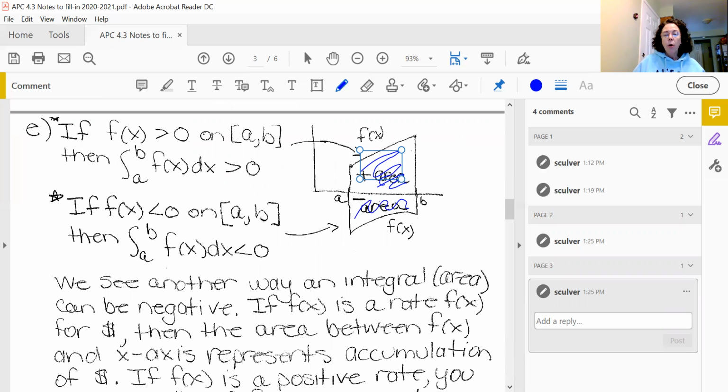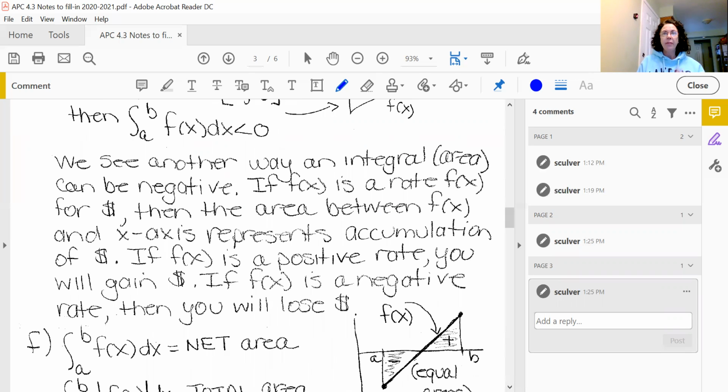Okay, so we just saw another way an integral can be negative, other than having a positive accumulation and going backward in time. If f of x is a rate for money, then the area between f of x and the x-axis represents accumulation of money. If f of x is a positive rate, you gain money. If f of x is a negative rate, then you will lose money.